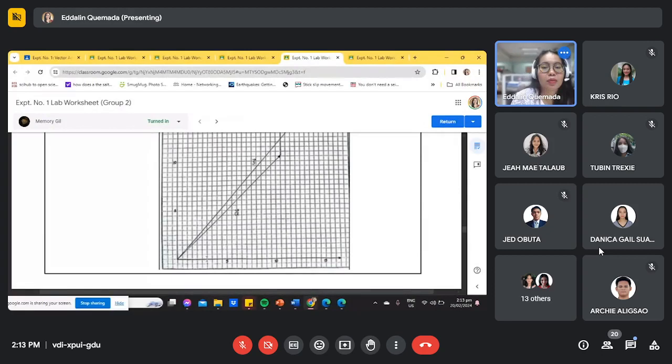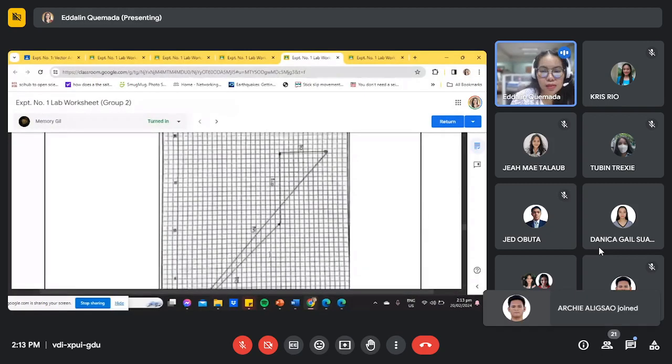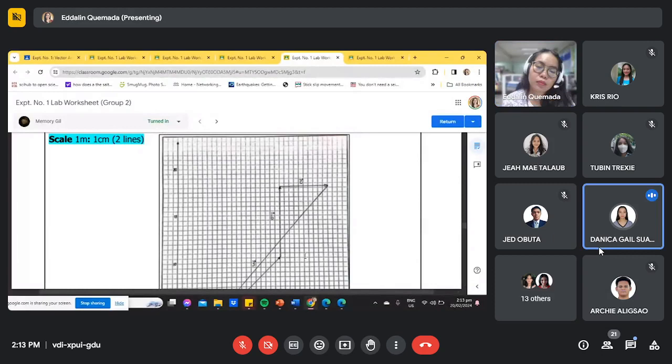Okay? Sige, next. So since 15 meters siya, atong i-move is 15 units, but since two lines ang iyahang meter, that means 30 units atong i-move to the north of east. So okay, naa siya diri sa head sa A nga vector. Okay. And then next nga giplot is i-connect na ang B.